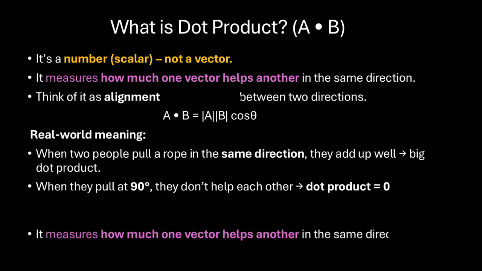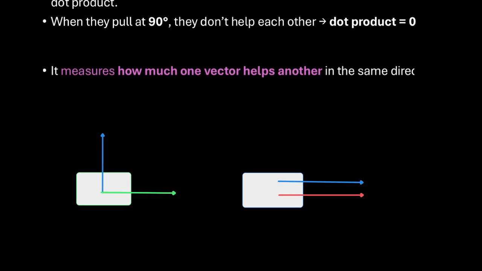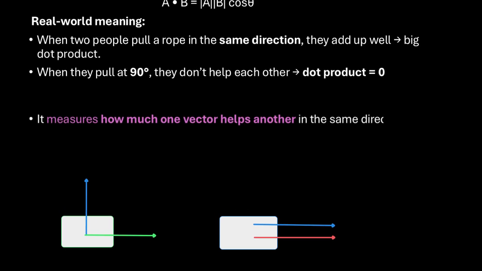Think of it as an alignment between two directions, where A dot B is equal to mod A mod B cos theta. Now, real world meaning: when two people pull a rope in the same direction, they add up well. Big dot product. When they pull at 90 degrees, they don't help each other. Dot product is 0. What does this mean? So it's basically trying to tell you this.